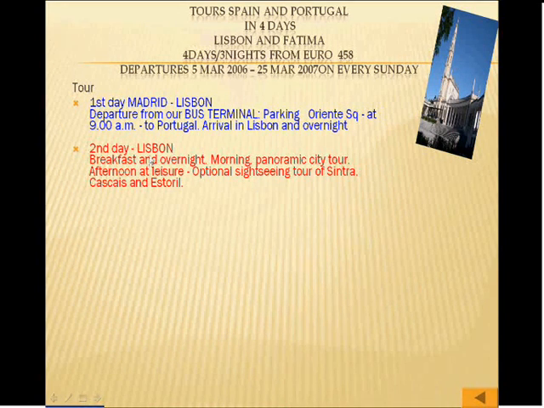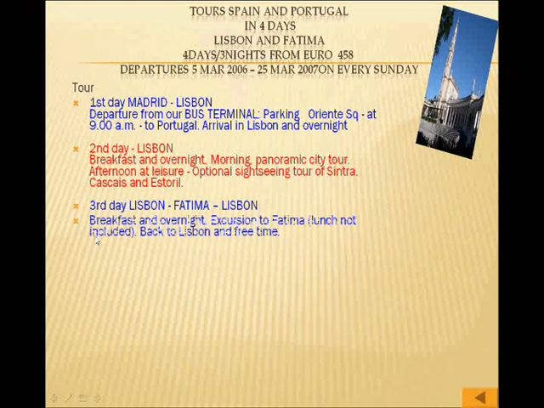Let's look at the second day, which is in Lisbon. Breakfast and overnight. Morning, panoramic city tour. So they go for a tour in the city, and they go sightseeing all through the city. And then afternoon at leisure, which means free time. They can do whatever they like in the afternoon. And then we have an optional sightseeing tour of Sintra, Cascais, and Estoril. Of course, these places are all there in Lisbon. When you travel there you will go sightseeing.